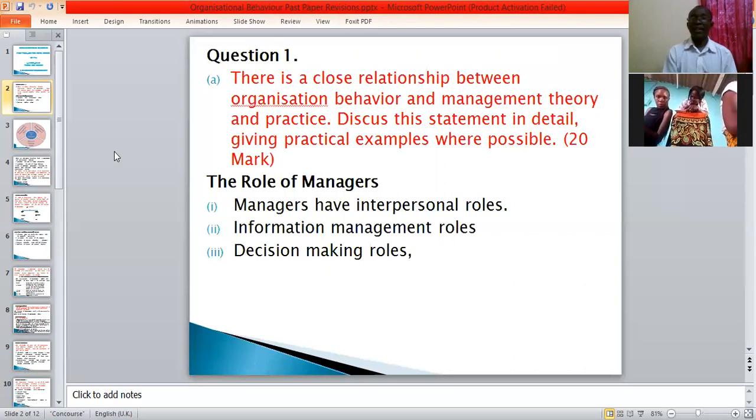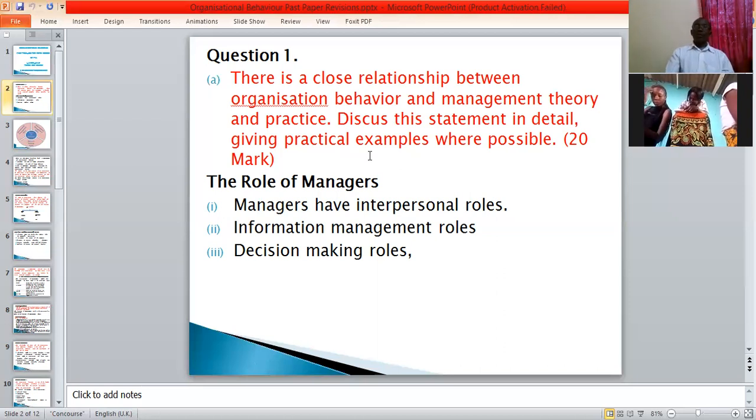So in the first place, we need to subscribe to the statement. Is it true that there's a relationship between organizational behavior and management theories and practices? Now, the way you address this question, you first need to understand what is organizational behavior and what is management theory and practice. That is when you can find whether there's a relationship between the two courses.